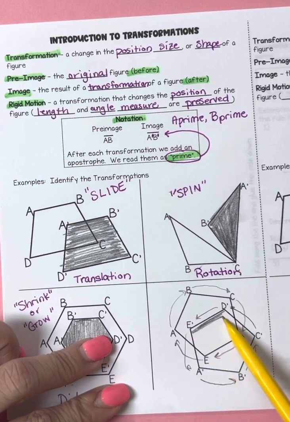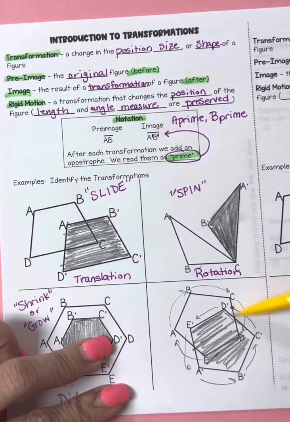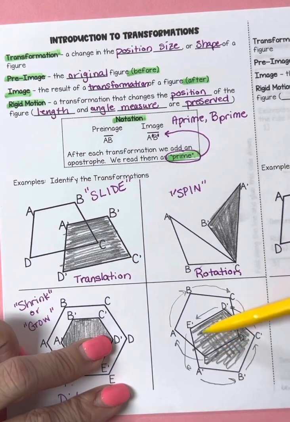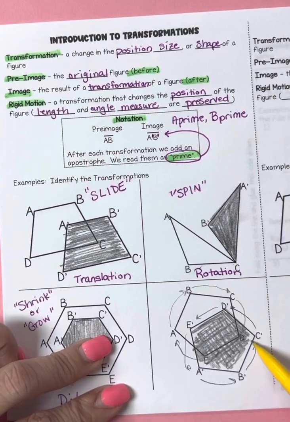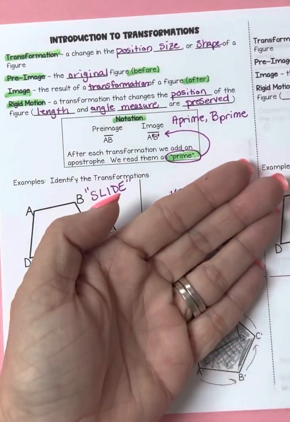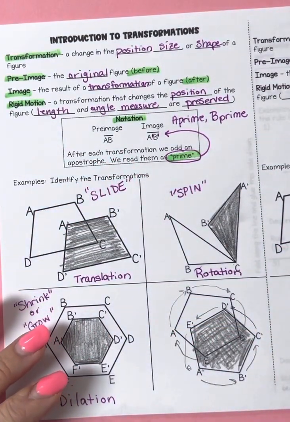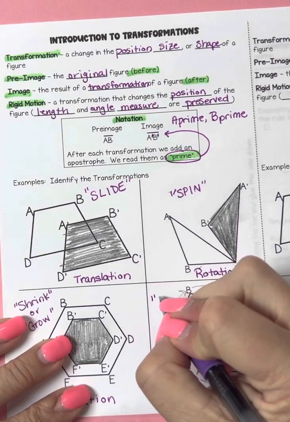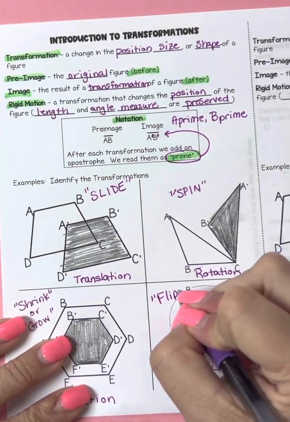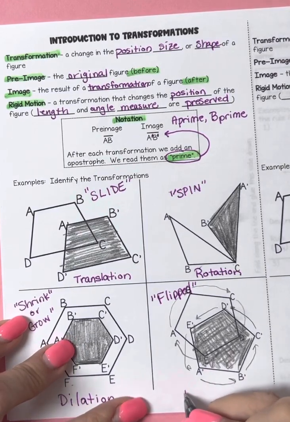Okay, so here's my resulting pentagon. So what happened here, if it goes in the opposite direction, that means it flipped. Okay, it went from here and flipped like this. So if it flipped, that's called a reflection.